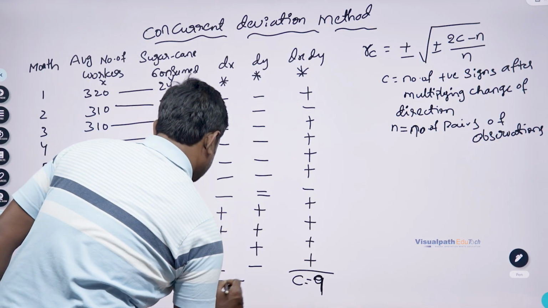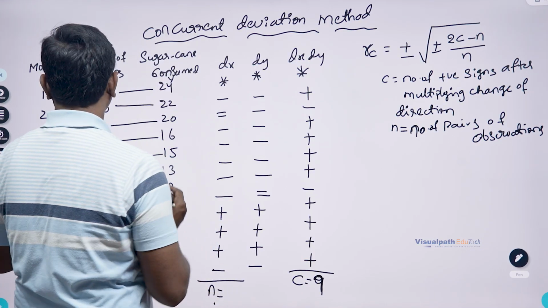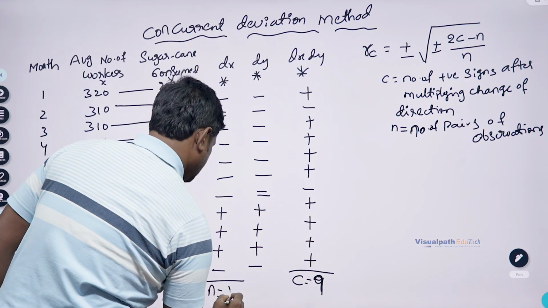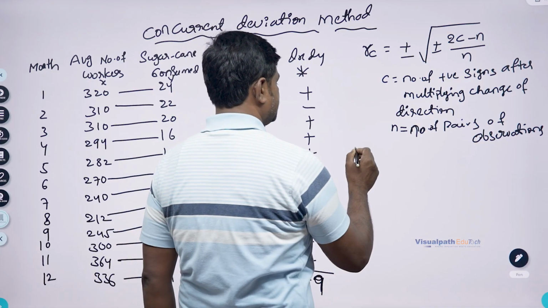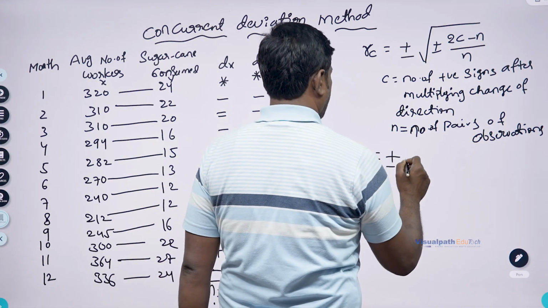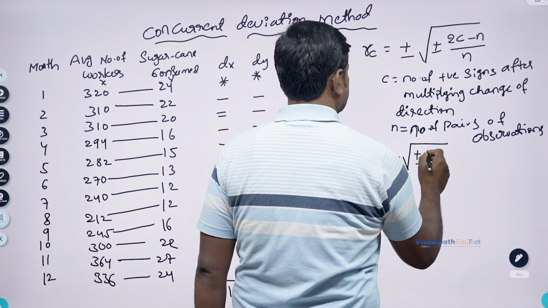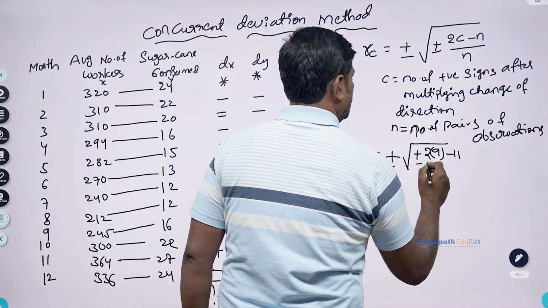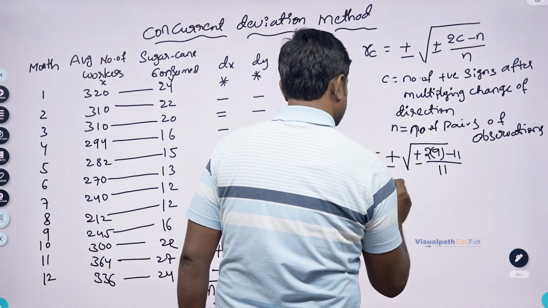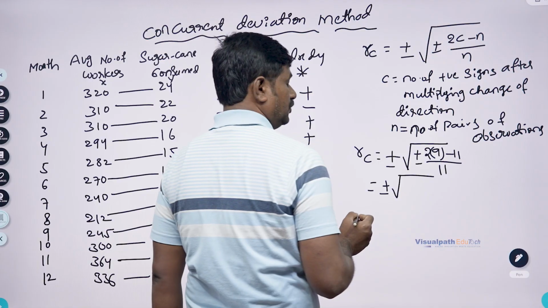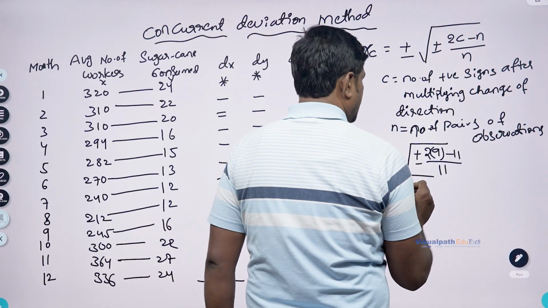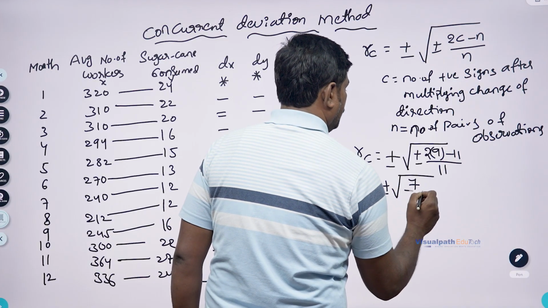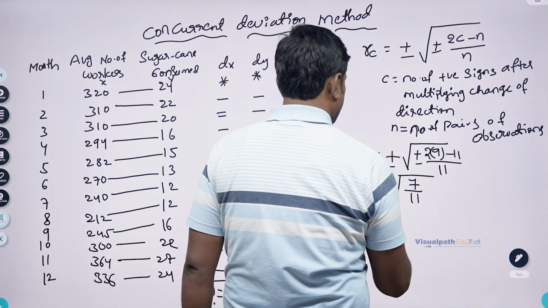Coming to how many pairs of observations we have to compare here? 1, 2, 3, 4, 5, 6, 7, 8, 9, 10, 11. N is equal to 11. Then we have to substitute into the formula: rc is equal to plus or minus the root of plus or minus 2 into C minus N, by N. C is equal to 9, so 2 into 9 minus 11 by 11. Then plus or minus under root, 9 into 2 is 18, 18 minus 11 is nothing but 7 by 11.